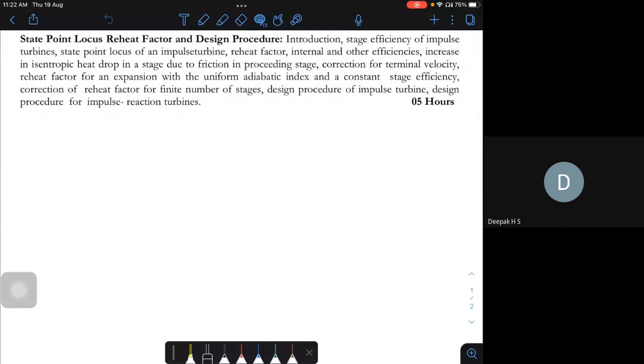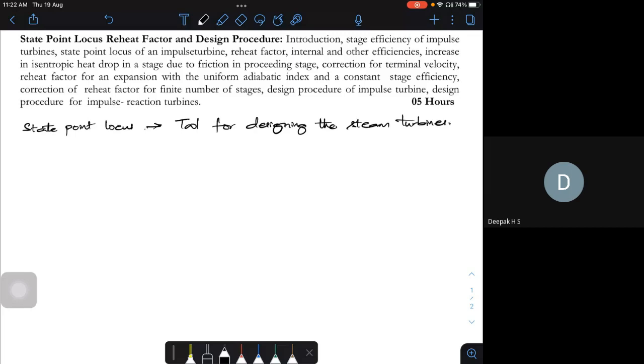So the state point locus means it is a tool for designing the steam turbines. So that's the meaning of it.